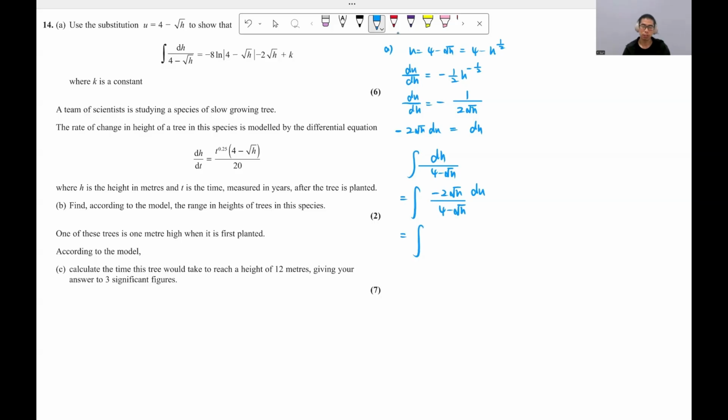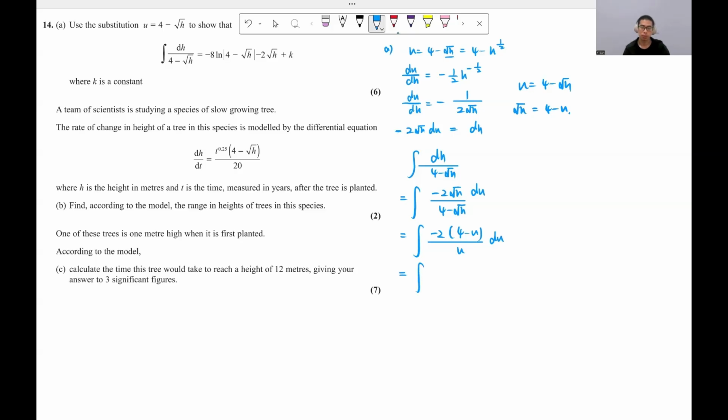So then negative 2 root h is just equal to, if we rearrange and make root h the subject, root h should be 4 minus u. Because if u is equal to 4 minus root h, plus root h for both sides and then minus u for both sides, then root h is just equal to 4 minus u. So now we have root h equal to 4 minus u here, and then 4 minus root h, that's just the same as u. So we can put u in the denominator.